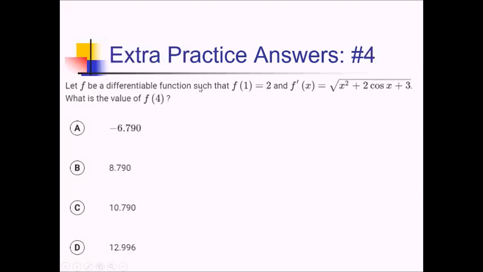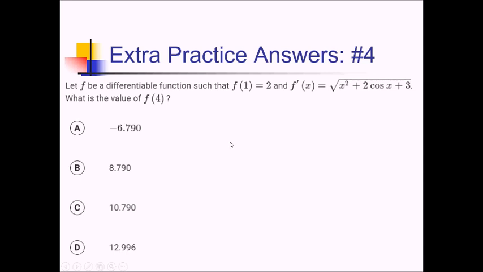On this problem, f is a differentiable function such that f of 1 is 2 and f prime equals this crazy expression. Based off this, we want the value of f of 4. So we're going to basically use the fundamental theorem to evaluate this thing. I have a starting value for f, and if I use an integral, I can figure out the total amount of change in f between x equals 1 and x equals 4.